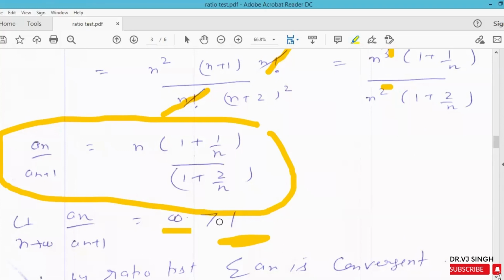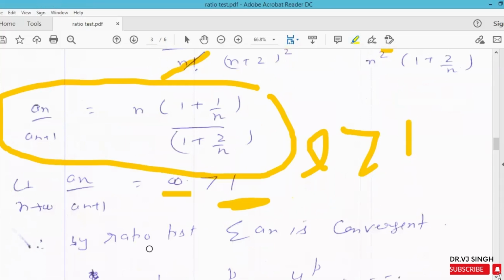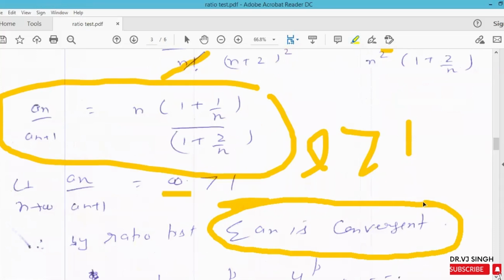So if infinity is greater than 1, then by ratio test, if L is greater than 1, therefore by ratio test summation an is converged. So this is your ratio test. Any problem in ratio test? Clear? So what is the difference between ratio test and comparison test? Anyone?